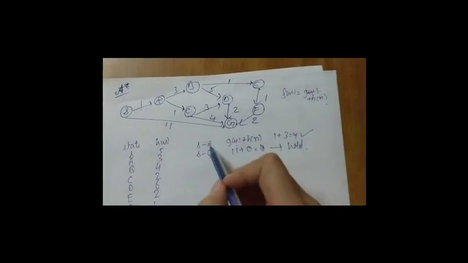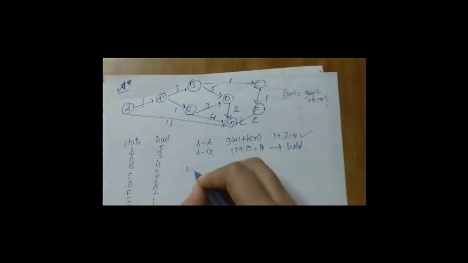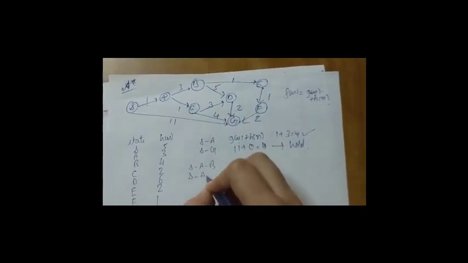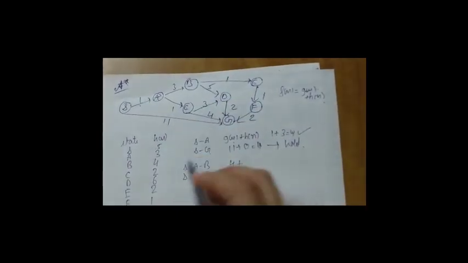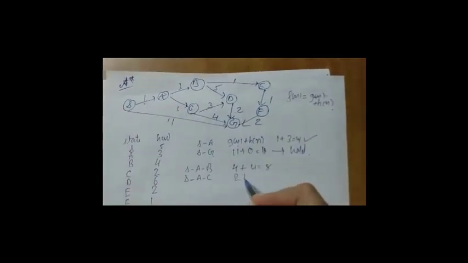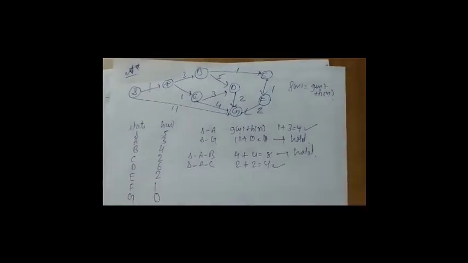Now let's expand this A. So from A we can either move to B or C. S A B, S A C. Now what is g of n? 4 plus heuristic function of B, 4, so 8. Now if we move to C, then it will be 2 plus heuristic function of C, 2, it will be 4. Now 4 is the minimum, so keep this 8 on hold. Now again we have to expand this part.